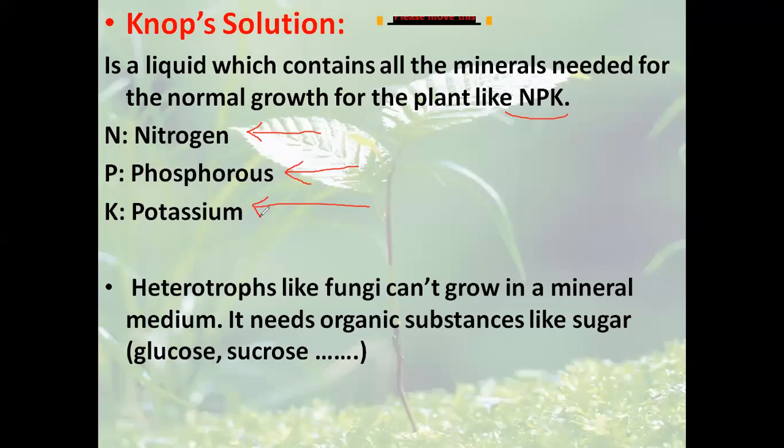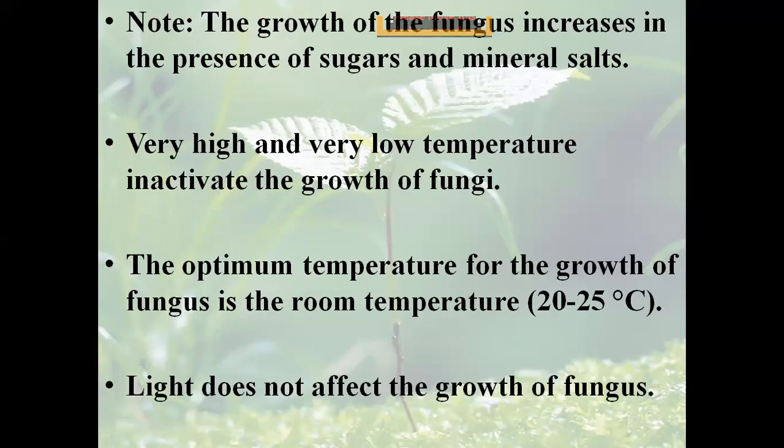Heterotrophs, like the fungi, cannot grow in a mineral medium. They need organic substances like sugar in order to grow. So what will happen? You have to know that the growth of the fungus increases in the presence of sugars and minerals. Whenever we have sugar and minerals, the growth of the fungus will increase since they feed on these sugars and these minerals.